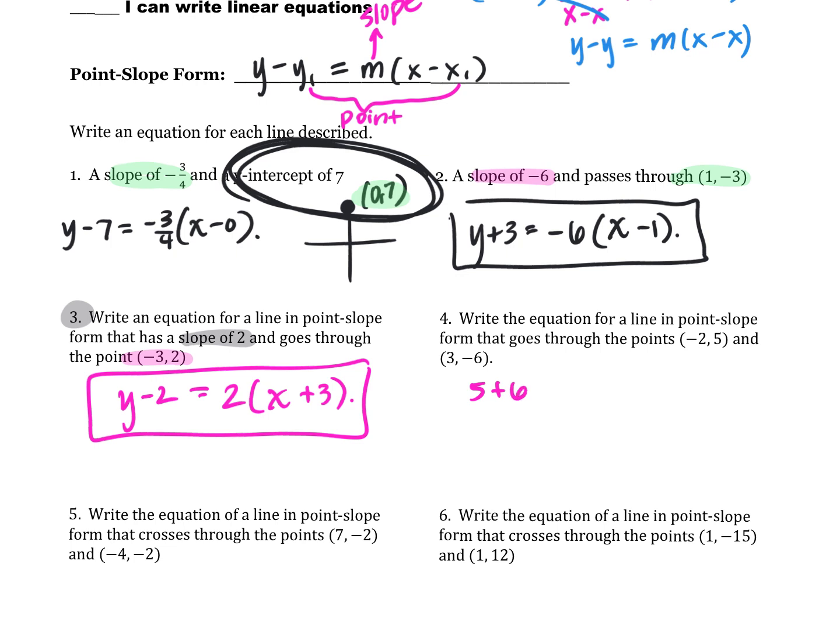I heard a 5 plus 6. I like it because we don't have any negatives. So you went 5 minus -6. What do we have to do next? Yes, -2 minus 3. What are we getting? -11 over 5. Thanks, dude.